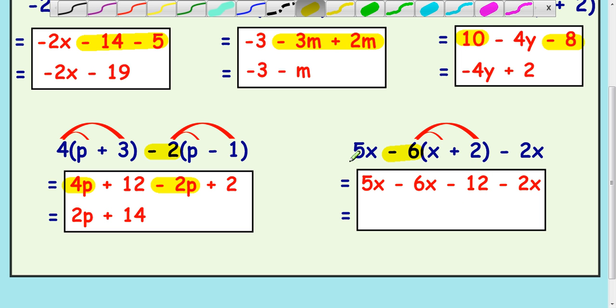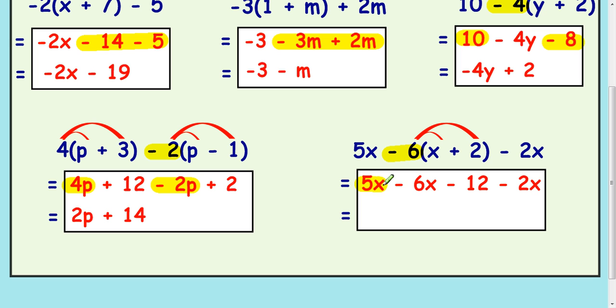At that point, we can sort this out. So we've got 5x take away 6x, and we've got a take away 2x. So again, just think about a number line to get your x's sorted. So 5 take away 6 is negative 1. And then take away 2, you get to negative 3. So negative 3x. And then you've got your take away 12.